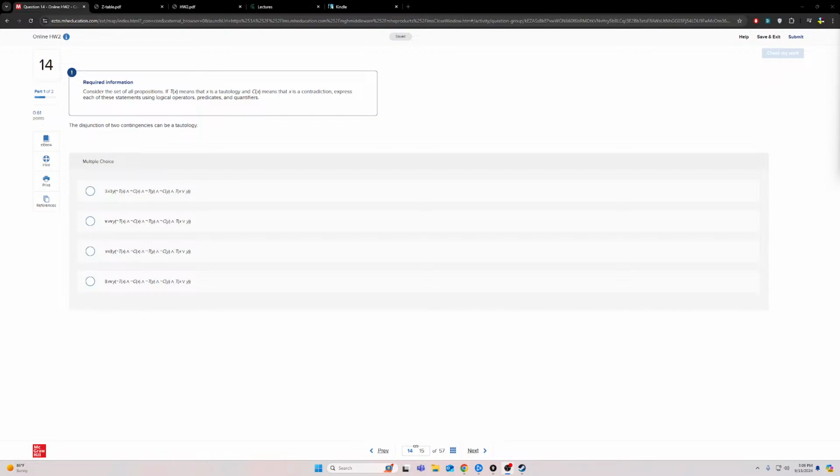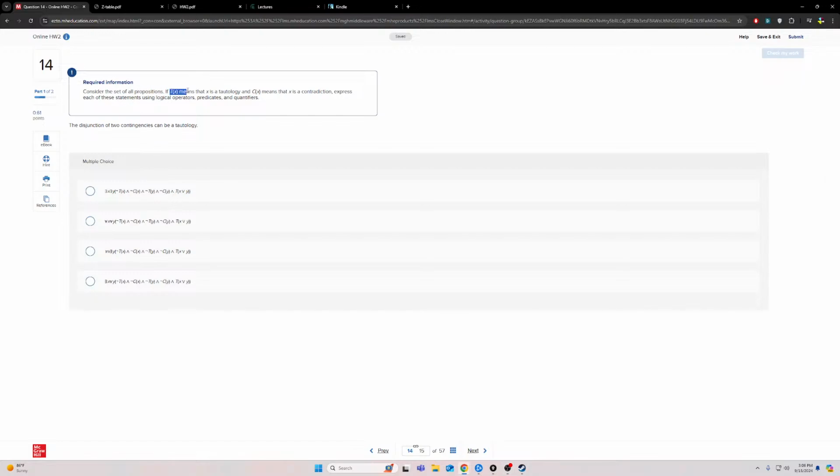So basically, the disjunction, so ors, of two contingencies, which is the E and A, can be a tautology. Could be all true. What? This is so confusing, actually. I don't understand what it's asking me to do.